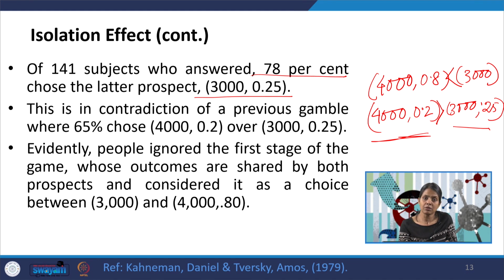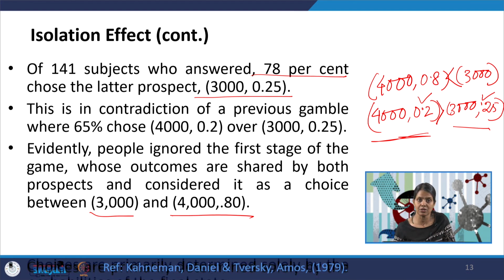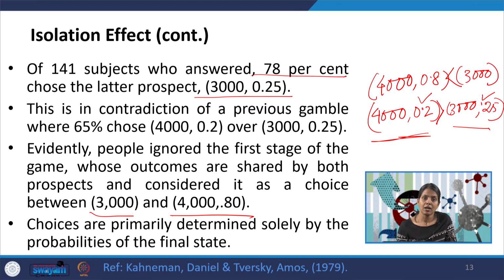Evidently, people ignored the first stage of the game, whose outcomes are shared by both prospects, and considered it as a choice between 3000 and 4000 with 0.8. So, the reduced probabilities are actually not considered by individuals, and as a result we observed this contradiction. Choices are primarily determined by the probabilities of the final state. So, the probabilities of the final state appeared like 3000 with certainty and 4000 with 0.8, and as a result that was the preference.